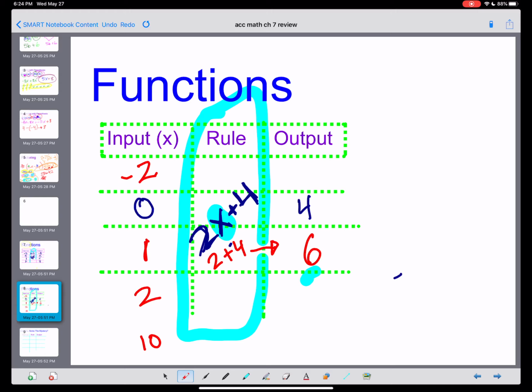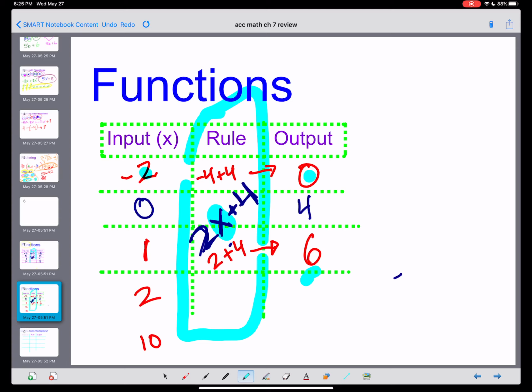All right, welcome back. So if we have a negative 2, 2 times negative 2, we know that that equals negative 4. And then if I add 4, the second part, I get negative 4 plus 4 is equal to 0. So when my input is negative 2, my output is 0.